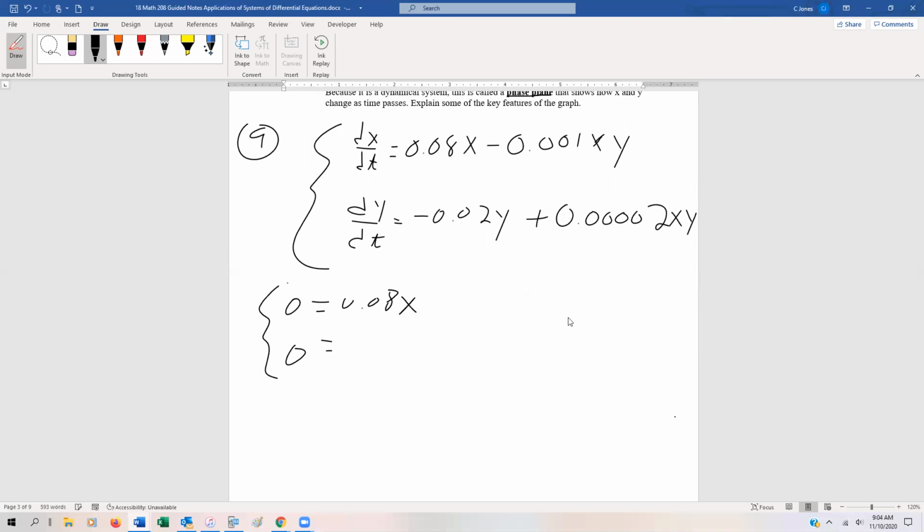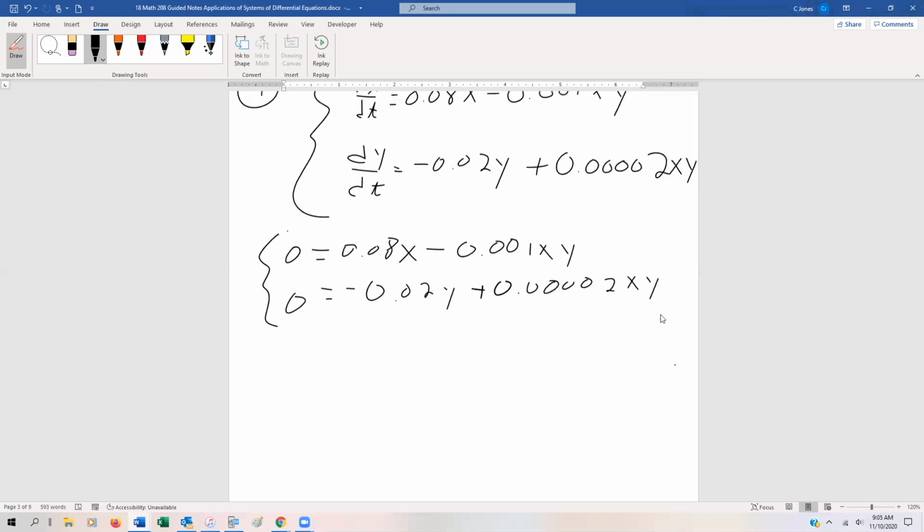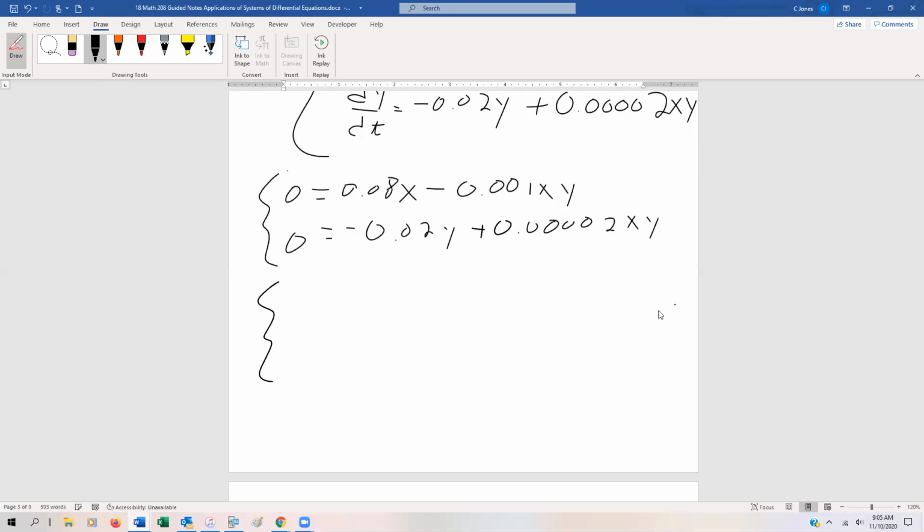0.08x minus 0.001xy, and then negative 0.02y plus 0.00002xy. And how do we solve this system? Well, we can factor out an x from the top equation, and from the second equation we can factor out a y. So that's going to be 0 and 0.